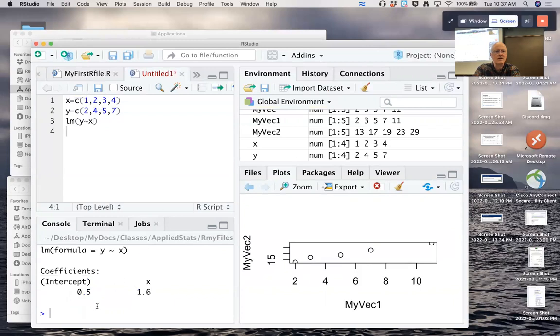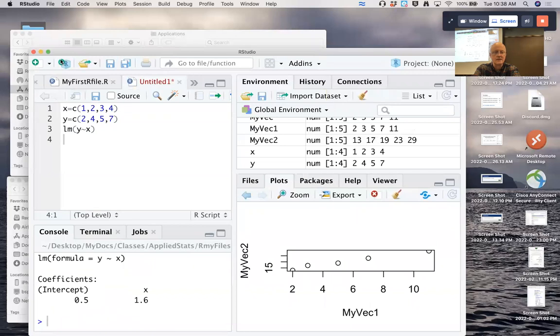And there you see in the console down here, the intercept is 0.5 and the slope is 1.6. Okay, so that would be the quickest way to do what we were doing, to find the slope and the intercept. And again, entering these things up here in the script file is control return on a Mac, maybe control return on a PC too. It's not command return. You'll have to either experiment or look it up to see what to do.